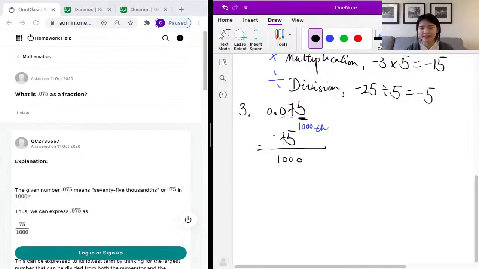I guess technically it's 0.75, but since the 0 is the first place, you don't need to write it because it's in front of the number. Alright, now we know that the greatest common factor of 75, the numerator, and 1000, the denominator, is not 1, so this fraction can be reduced, or in other words, simplified.